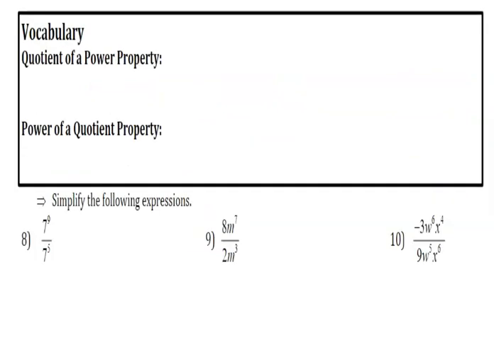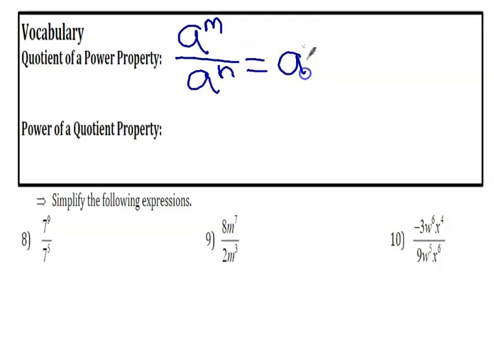All right, now we're going to deal with quotient of a power. So instead of the power of a power, we now have quotient of a power. If I have a division problem, a to the m over a to the n, that means I'm going to be subtracting the exponents. So how many do I have?